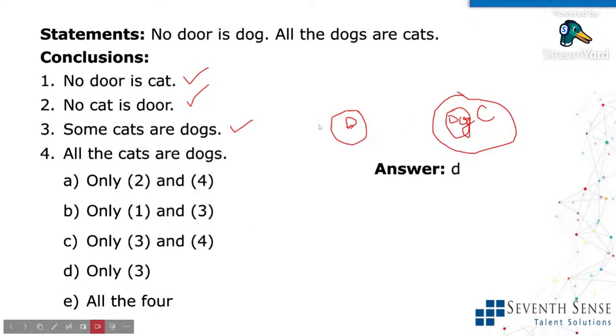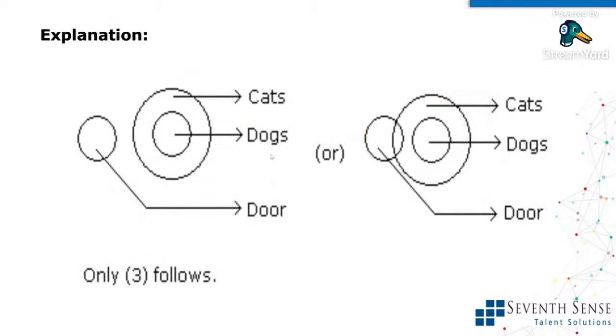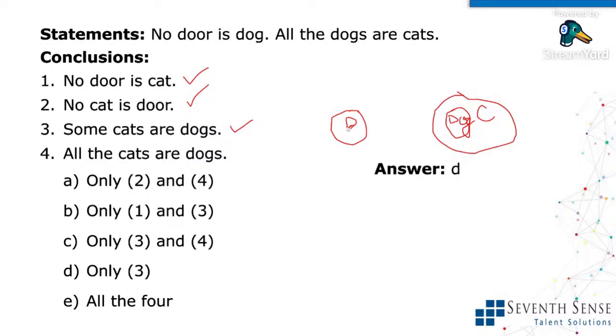Okay, did I miss out something? No door is dog. Sorry. Okay. So we are having no door is dog. All the dogs are cats. No door is a cat. Yes, that is right. Correct. No, some doors are cats? No, it is not all doors. So no door is a cat is correct. No cat is a door. Again, correct.